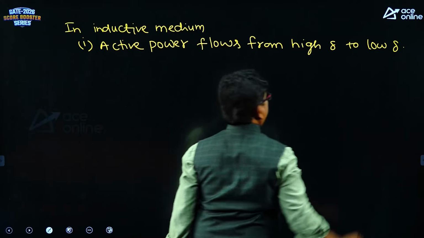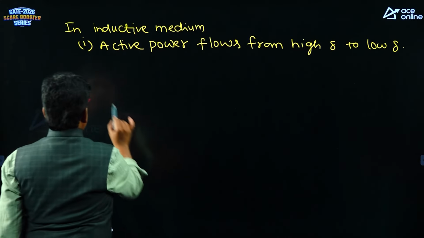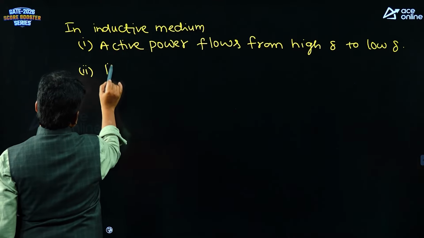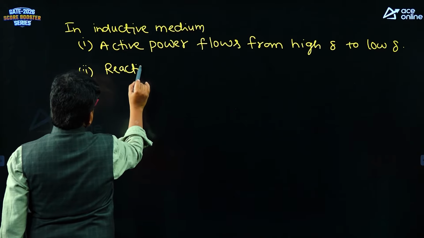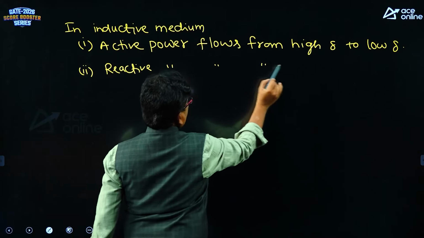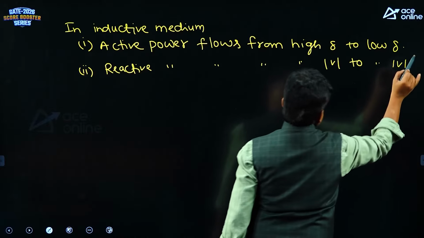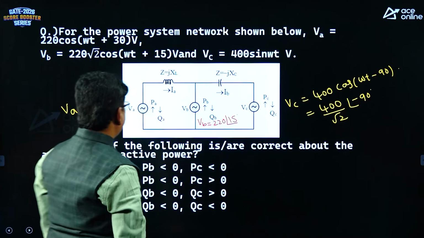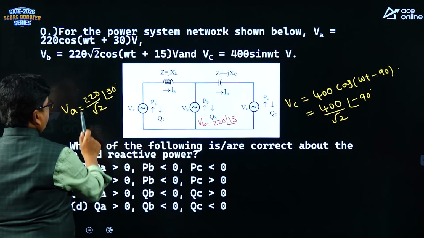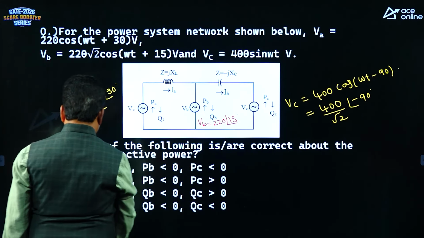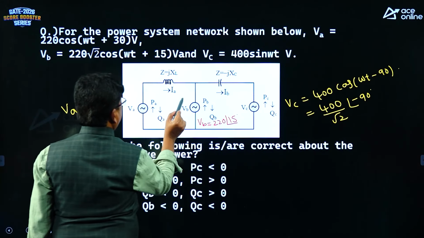That is high voltage phase angle to low voltage phase angle. And reactive power always flows from high voltage magnitude to low voltage magnitude. Right? Please check it. Here, voltage is 220 by root 2. Here it is 220. The active power is flowing in this direction.